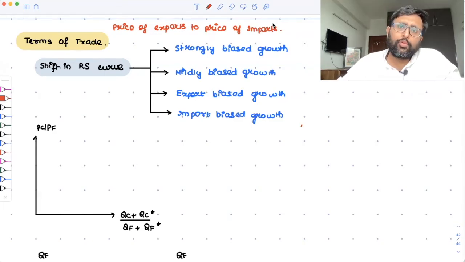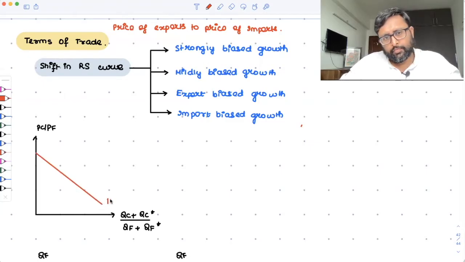We are assuming that there are two countries, home and foreign. And these two countries have the same tastes and preferences. And because they have the same tastes and preferences, we can assume that the relative demand curve is downward sloping. So you have the same relative demand curve for the world.